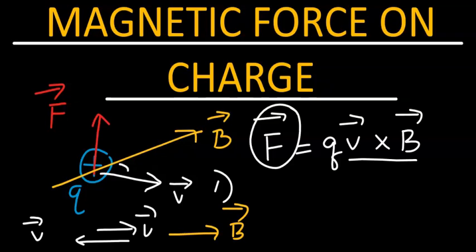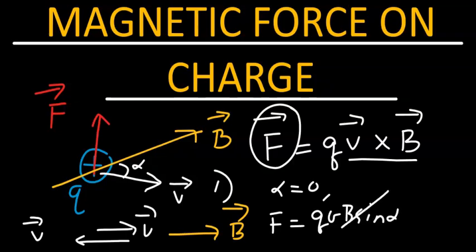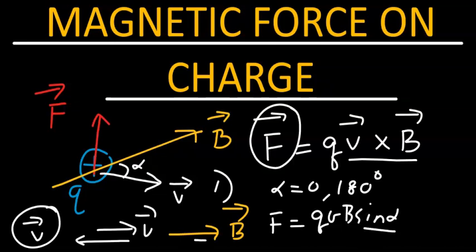The reason is because when the motion is parallel to the magnetic field, alpha is 0. So that means the magnitude of that magnetic force, which is given by QVB sine alpha, would go to 0. The same thing happens when the motion of the charge is anti-parallel or opposite to that of the magnetic field. Sine 180 is also 0, so the magnetic force on that charge would vanish.